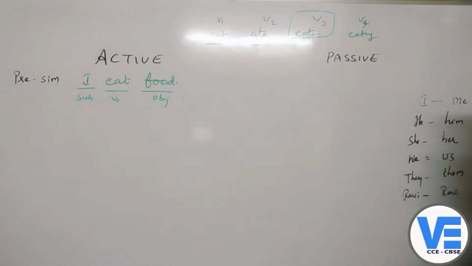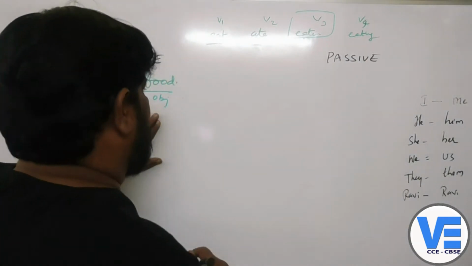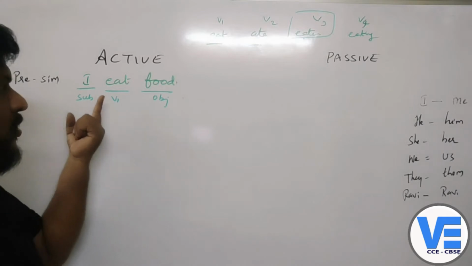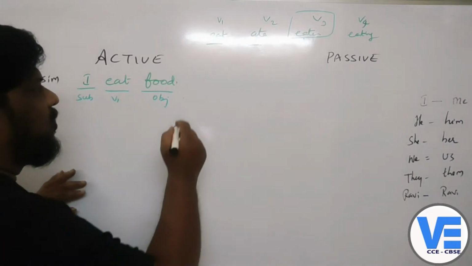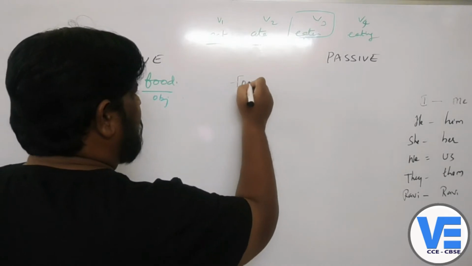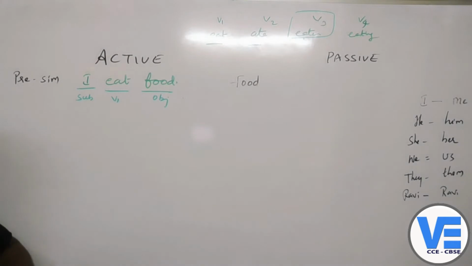Okay. Now, I eat food. So, which is the object now? Object should come to the place of the subject and subject should come to the place of the object. So, here I am writing the passive voice, right? First I am taking the word food here, because the object comes to the place of the subject.